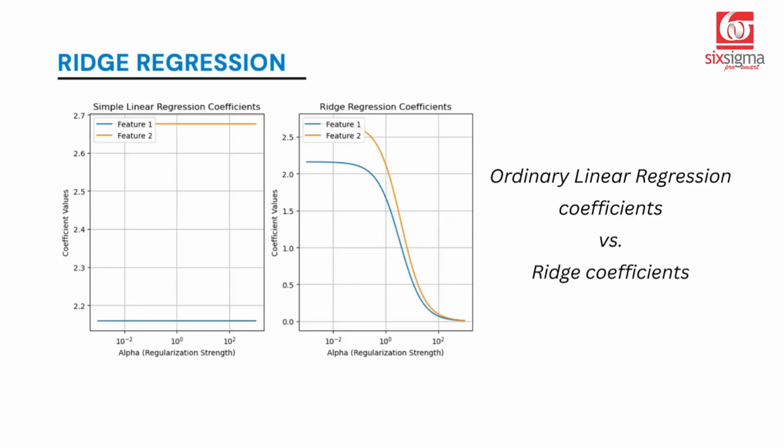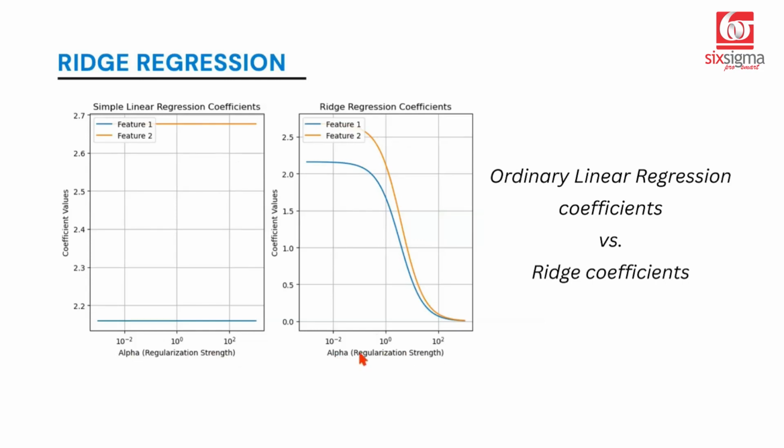So this is a visual depiction of how the coefficients behave in case of a simple regression versus ridge regression. So in case of an ordinary linear regression equation, you will not have any change to the coefficients based on the value of alpha because the loss function of an ordinary linear regression is not even utilizing alpha. It only is relying on reducing the squared error loss.